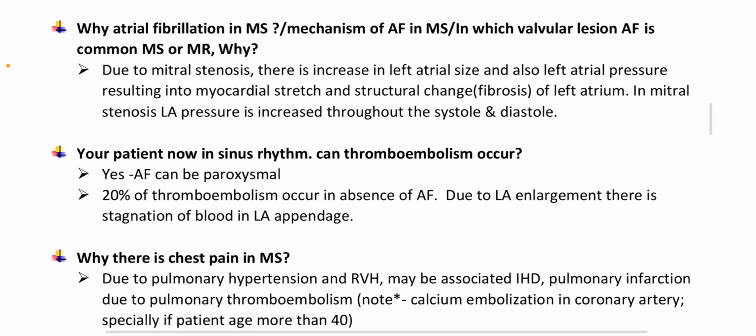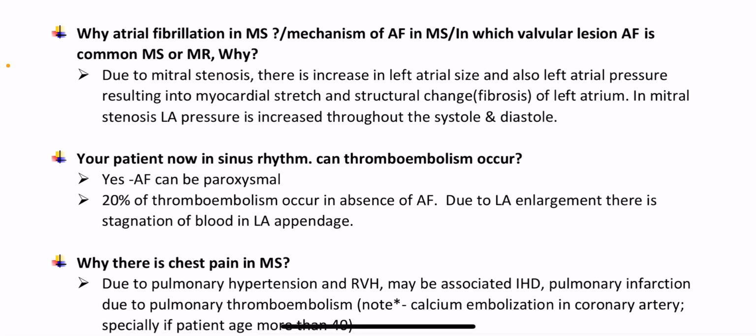Why atrial fibrillation in MS? Mechanism of atrial fibrillation in MS: in which valvular lesion is AF more common, MS or MR? Why? Due to mitral stenosis, there is an increase in left atrial size and left atrial pressure, resulting in myocardial stretch and structural change, fibrosis of the left atrium. In mitral stenosis, LA pressure is increased throughout systole and diastole.